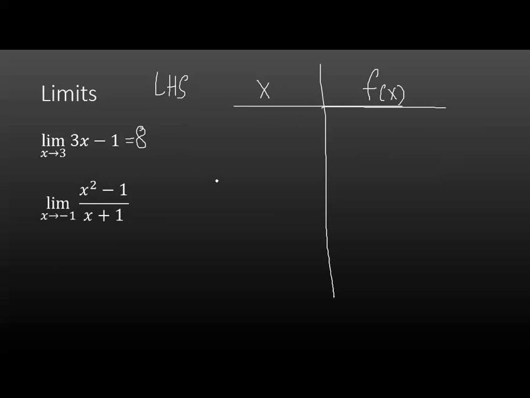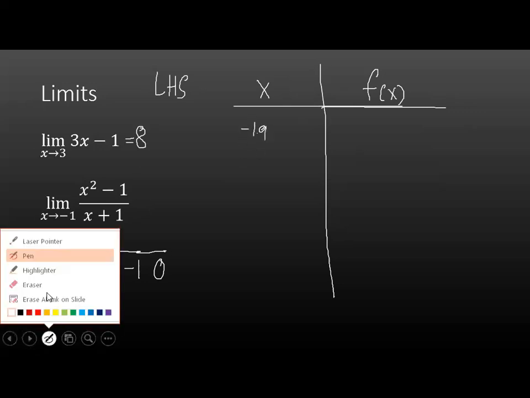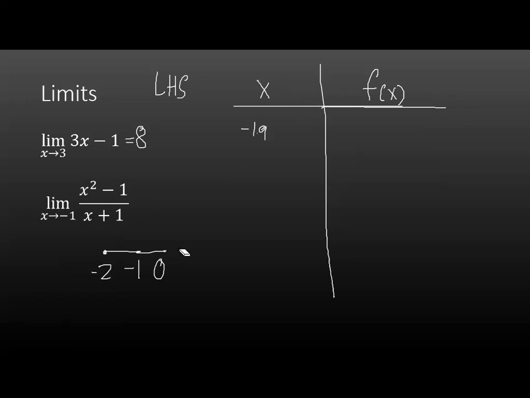Since we have negative 1, what's next to negative 1 on the right? It's 0, right? Then if we continuously proceed to the left side, we have negative 2. So negative 2, negative 1, 0. So we will start at negative 1.9, since it's closer to negative 1.